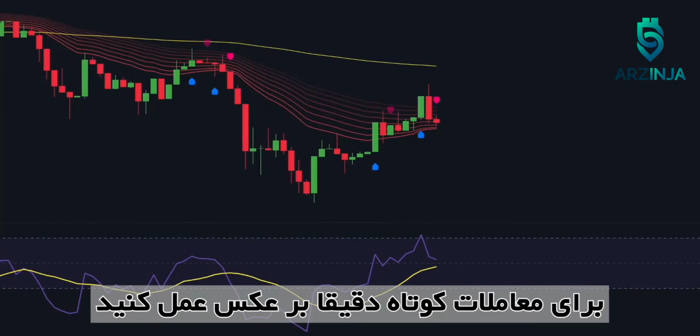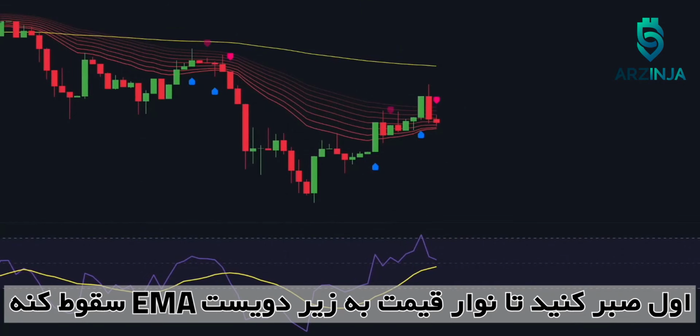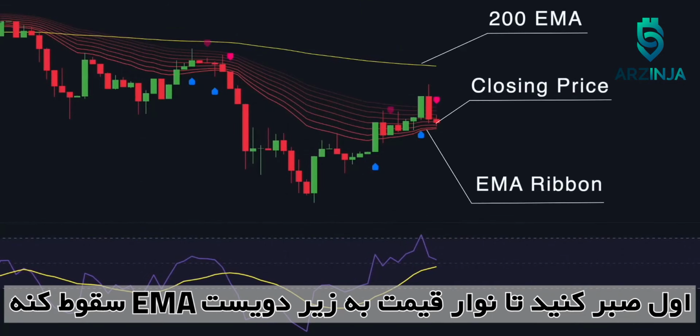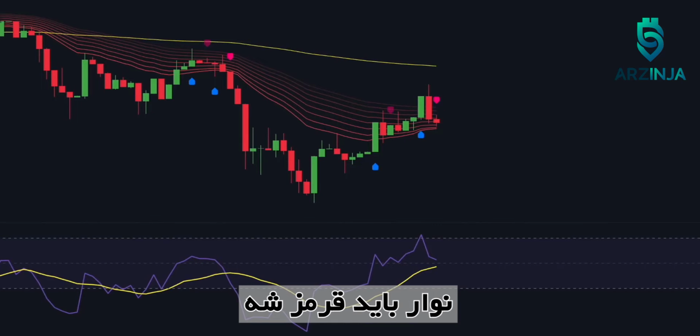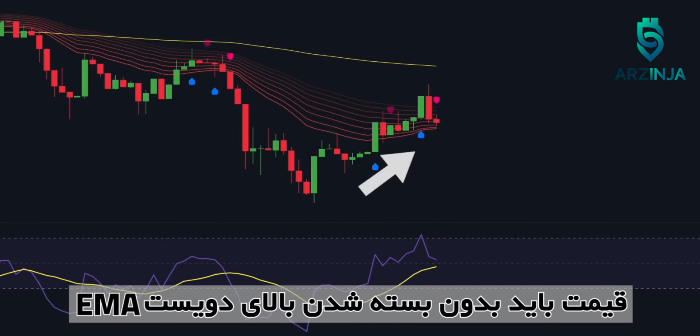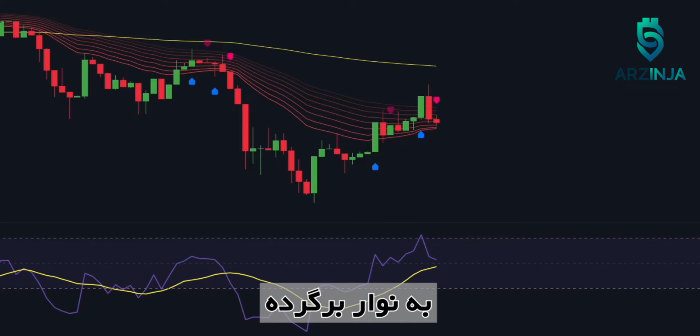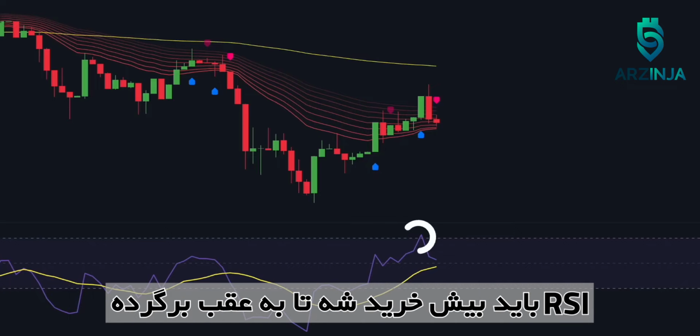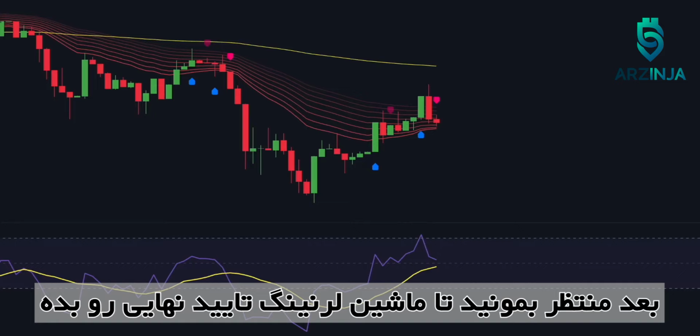Do the opposite for short trades. First, wait until the price and the ribbon fall below the 200 EMA. The ribbon must become red. The price must pull back into the ribbon without closing above the 200 EMA. The RSI must become overbought during the pullback. After that, wait for machine learning to give a final confirmation.